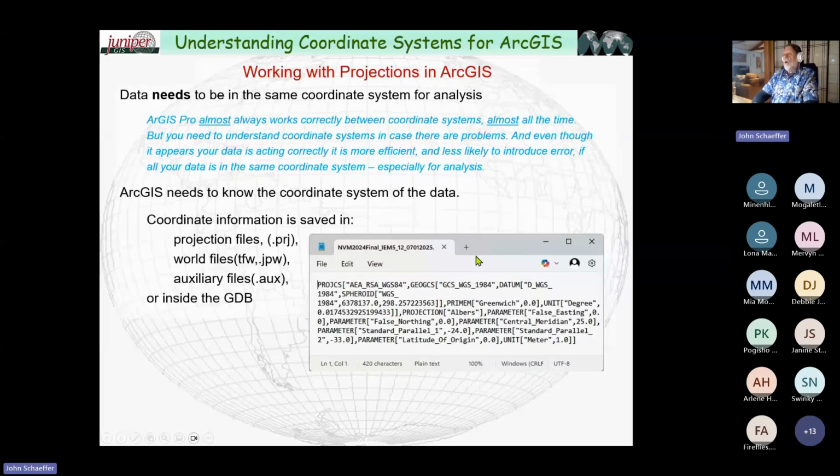ArcGIS Pro almost always works correctly between coordinate systems almost all the time.